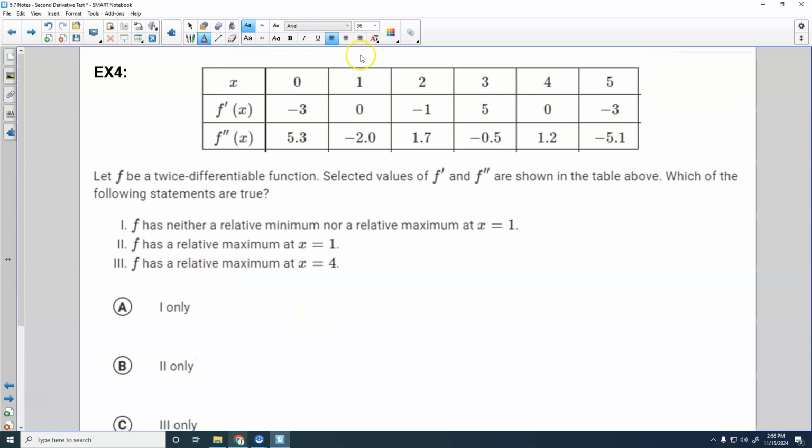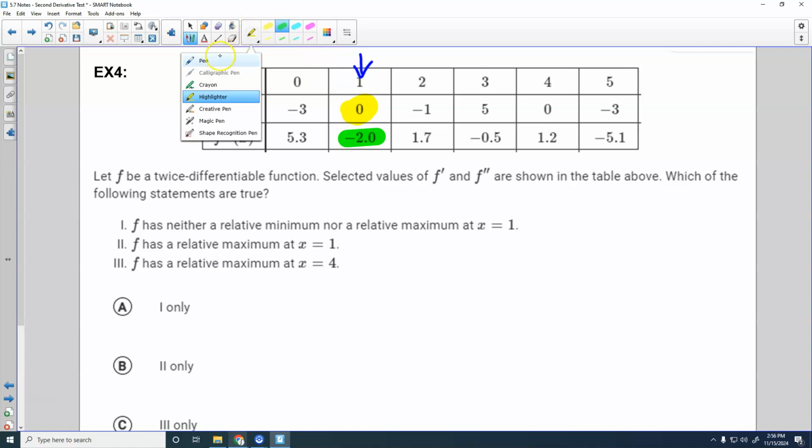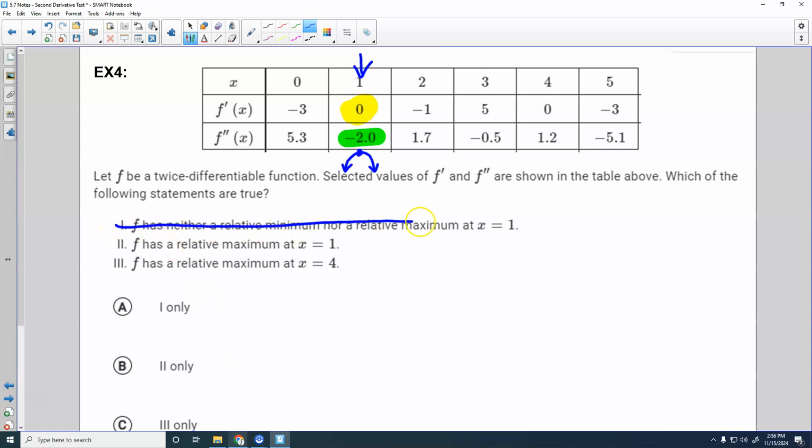So at x equals 1, we're looking right here. For our second derivative test, the first derivative has to equal 0. Does it equal 0? Yes. So that is right there. Check. First derivative equals 0. What does our second derivative equal? Negative 2. So if our second derivative is negative, that tells me my graph is concave down. Which means what do I have at that point? Maximum. So number 1 is not true.